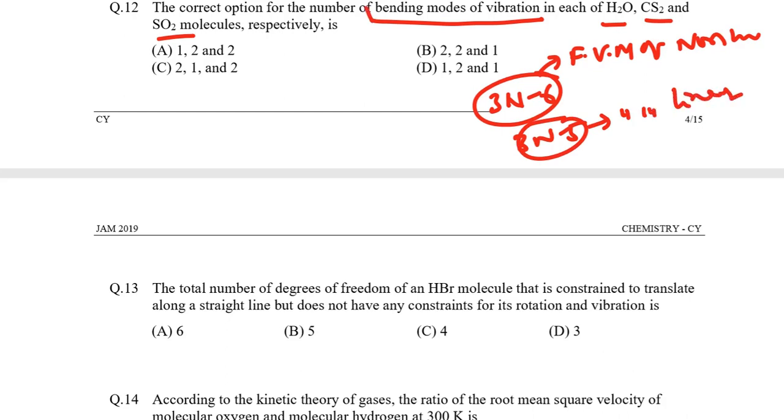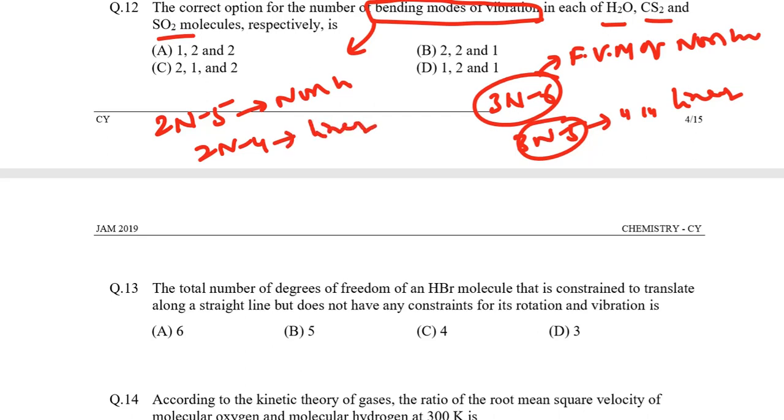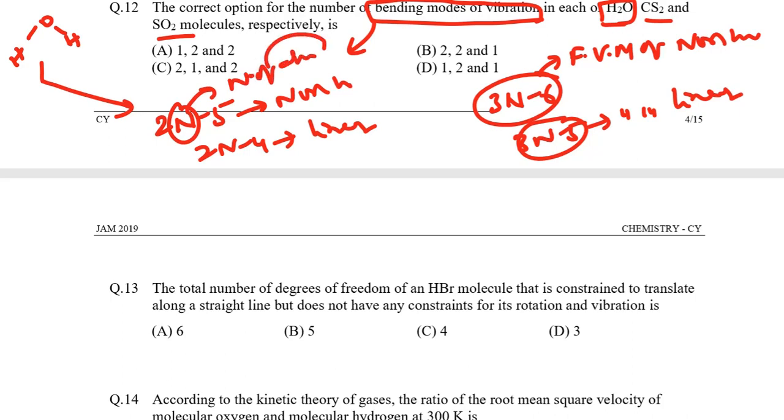But here in this problem, we need to find bending modes of vibration. For this, we need to use 2n minus 5 for non-linear molecules and 2n minus 4 for linear molecules. Now we need to look at the geometries of the given species or molecules. Water molecule is non-linear, we know that, and for that we need to use the 2n minus 5 formula, where n indicates the number of atoms present in that molecule.